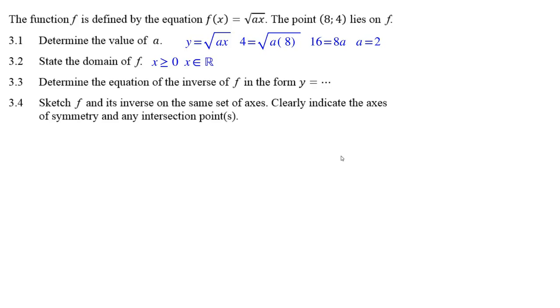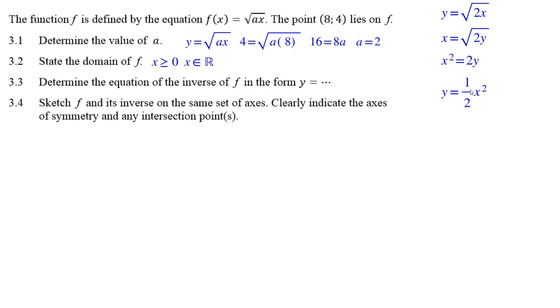Well, how do we find the inverse? The first thing we do is write down the function, and then we switch x and y. We square both sides, we divide by 2, and we get y equals 1/2 x squared. There's the inverse in the form y equals. All done. Now we're going to sketch the functions y equals root 2x and y equals 1/2 x squared on the same set of axes.